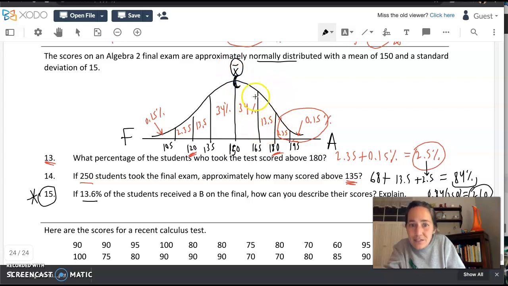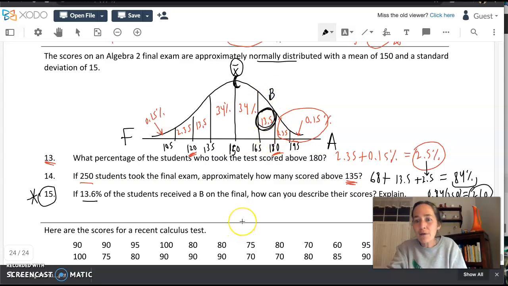The B's need to fall above it. And look, 13.6%, that's roughly around that 13.5. And this little chunk here looks like it falls in the perfect B range. I'm going to make a couple conclusions here. Because that 13.6% is so close, I'm going to say it should be around the range that's pictured here, at 165 to, what is it, 180. Around those scores should be your B's if that's the percentage that you're getting.